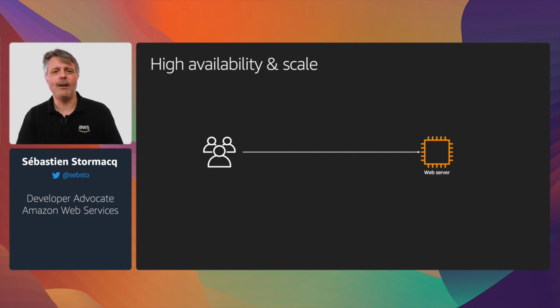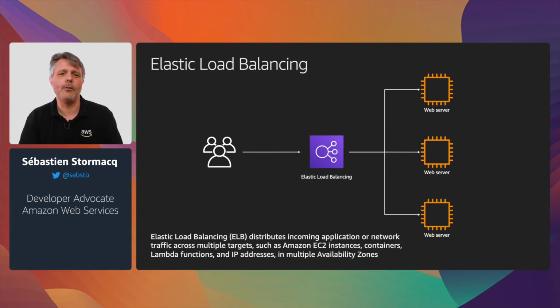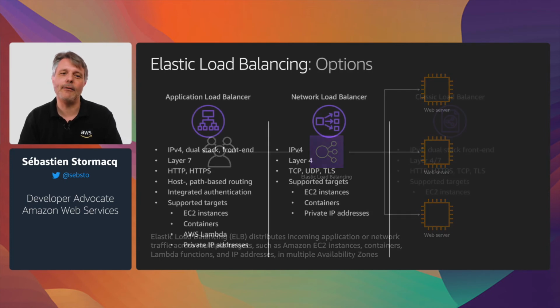So how can you address load on your web server? You do that by adding an elastic load balancer. The elastic load balancer allows you to distribute incoming traffic across fleets of Amazon EC2 instances, private IP addresses, containers running inside ECS or EKS, or even Lambda functions.